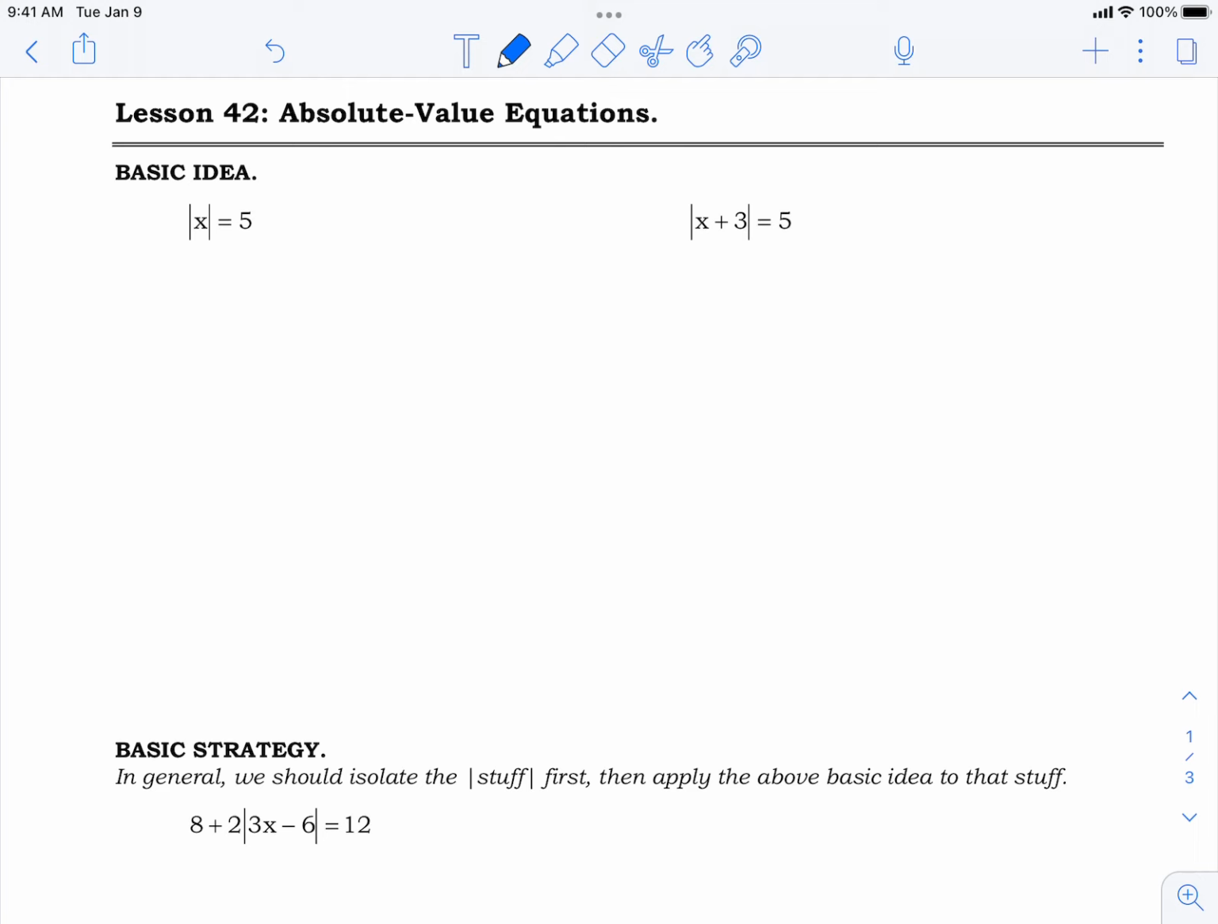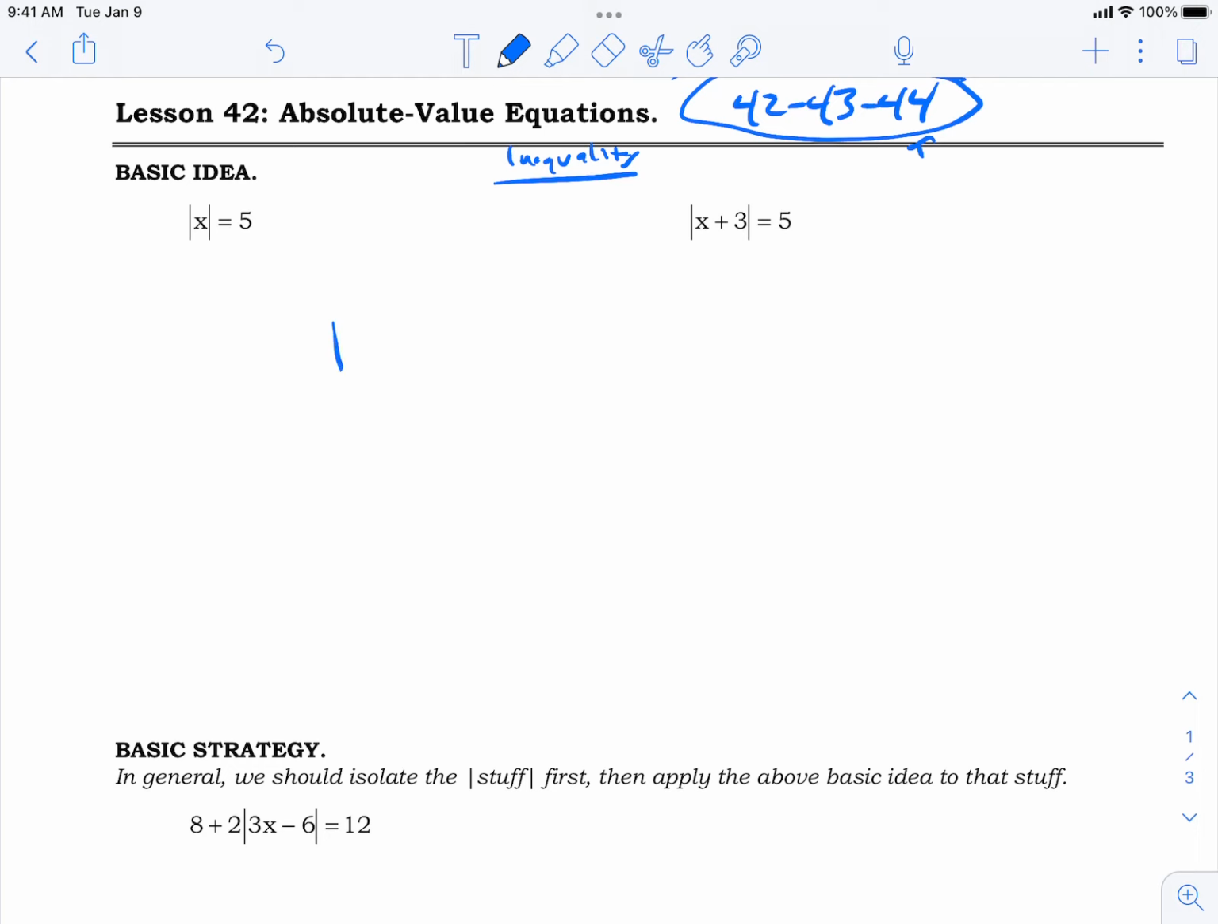Welcome to College Algebra. We're going to do a little mini unit to start the course. Lessons 42, 43, and 44 are sort of a unit unto themselves. The topic is going to be absolute value inequalities. That's where we're heading for in section 44.